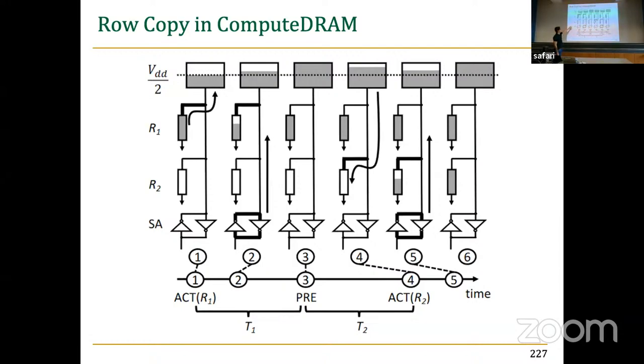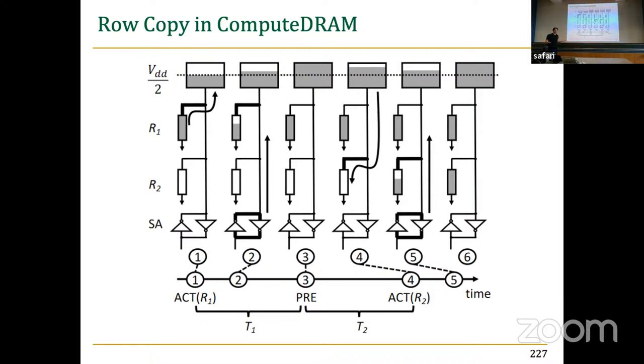And that's indeed what you can see here in all the steps. We activate row one, the cell starts leaking charge, changing the voltage of the bit line. In this case, it's going higher. At some point, we pre-charge, but very, very quickly, we activate the second one. What makes the second one start getting the charge that is in the bit line from the first row, from row one, right? And this way, both of them get the same value. So that's the basic idea.